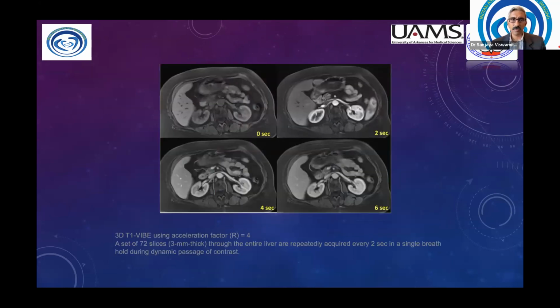This is an example of using the above technique to speed up acquisition in the liver, again taken from the literature. And what you see here is at 0 seconds, 2 seconds, 4 seconds, 6 seconds. So you were able to basically get almost 72 slices at 3 millimeter thick slices using an acceleration factor of 4 using the previously mentioned technique, and still get very good quality images with dynamic phase information every 2 seconds.